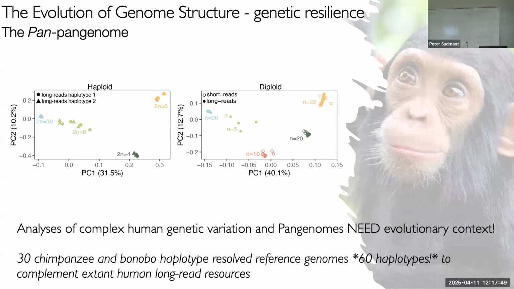But on the left here, this is a PCA. This PCA is done with individual haplotypes. So these are from the long read genomes, and you can see the different species and subspecies clustering together here. And then here is when we integrate long read and short read data, which is surprisingly difficult and fiddly, but it works really well.